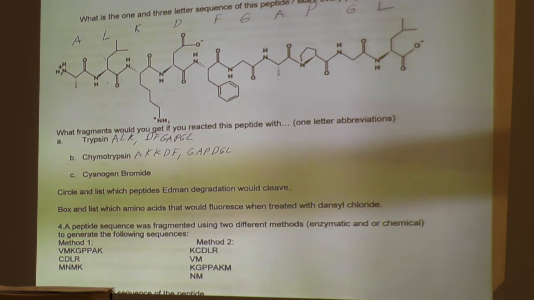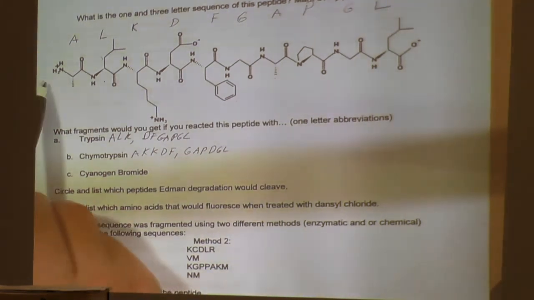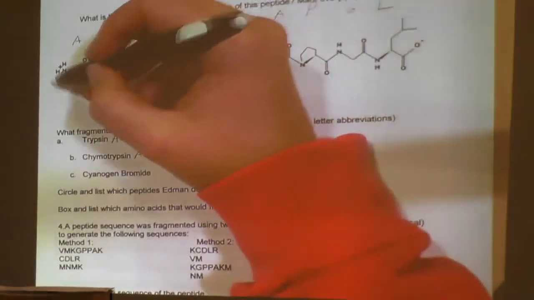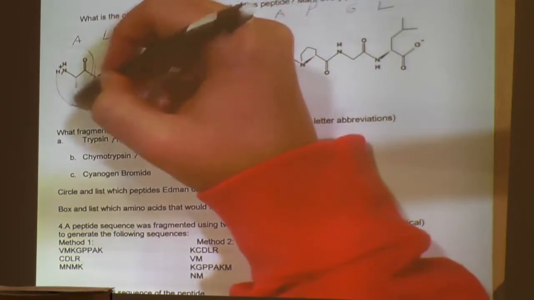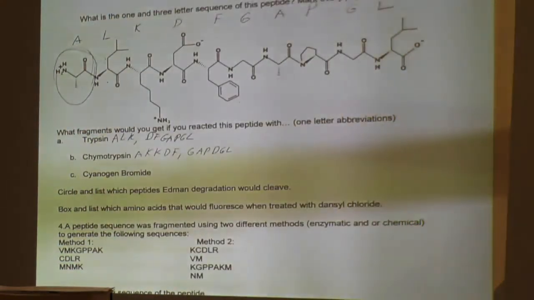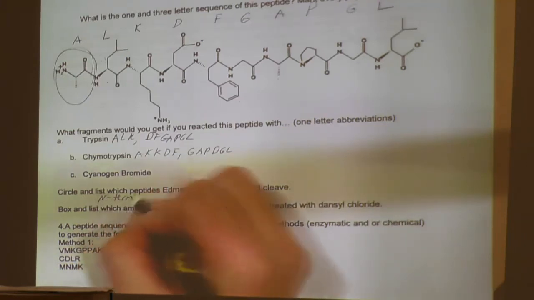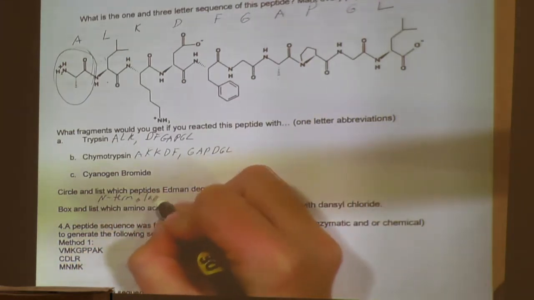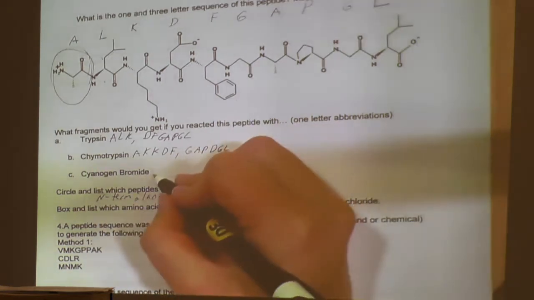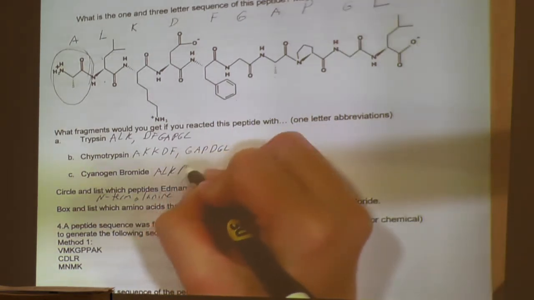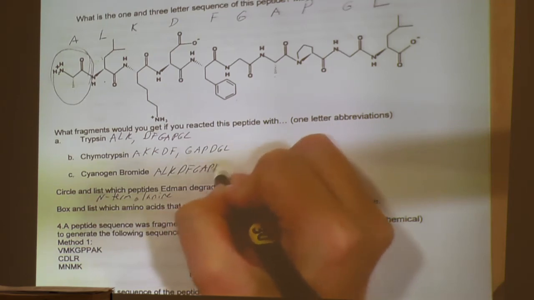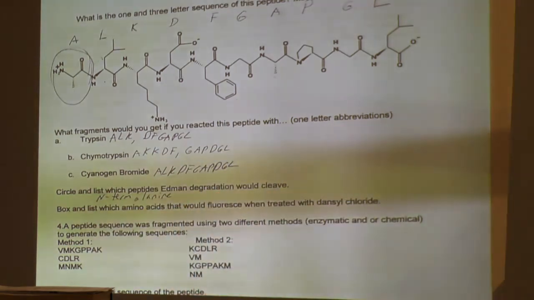So if you have 1 round of Edman degradation, what would be cleaved? So it would cleave this very first one, right here. That happy little guy. Okay? And then let me fill this out. ALKD. Okay.